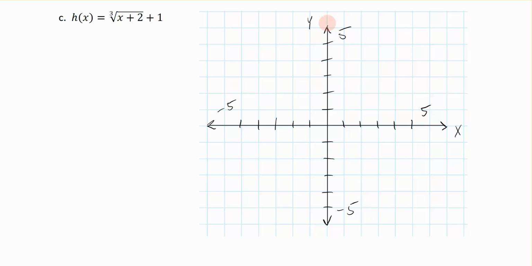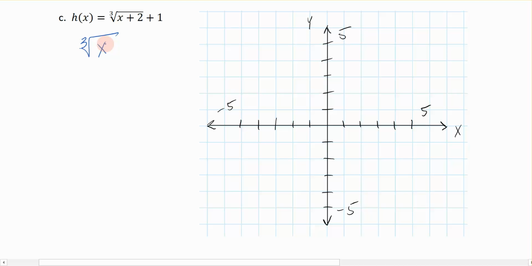This last transformation we're going to do is just a little bit more difficult than the previous two, but not really that much, I suppose. Here we have the function h of x is equal to the cubed root of x plus 2, plus 1. The very first thing that we want to identify is our parent function, so I know what this function starts out as. This is the cubed root function. So it's the cubed root of x.